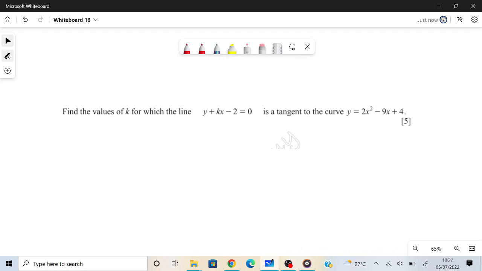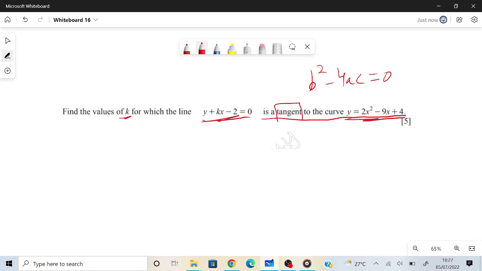It says find the values of k for which the line y plus kx minus 2 equals 0 is a tangent to the curve y is equal to 2x squared minus 9x plus 4. So from the ground rules I started with, if it is a tangent, we know that our b squared minus 4ac is simply equal to 0. So let's go. I know that y is equal to 2x squared minus 9x plus 4.